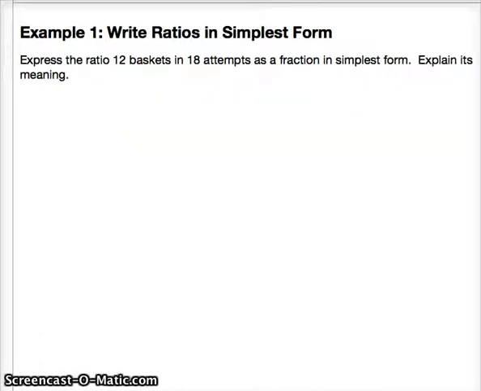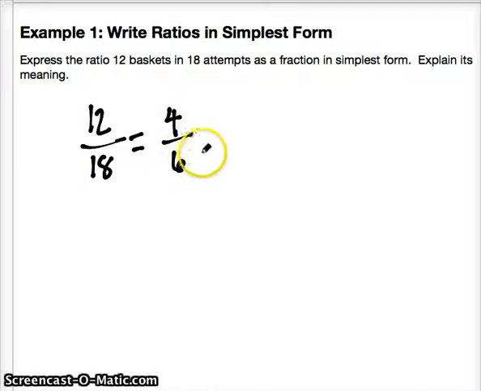We have an example that relates right to what we just talked about. It says express the ratio 12 baskets in 18 attempts as a fraction in simplest form. So we'll do exactly what we did, and I like writing it as a fraction. The fraction line is when we use the fraction bar. So 12 over 18, and when we reduce it, we divide the top and bottom by 3. We get 4 out of 6.